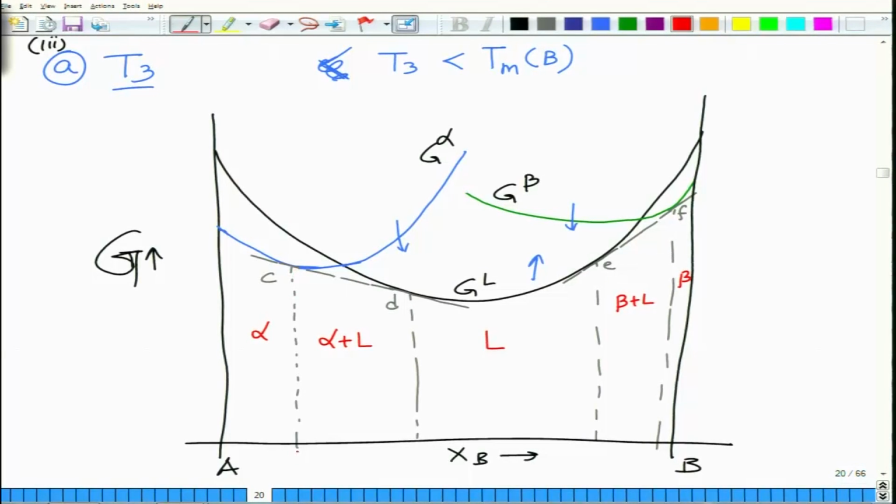So below C on the A rich side is the phase field alpha, above C but below D is the two phase region alpha plus liquid, and then we have liquid, because in this region liquid free energy is lower than both alpha and beta. Again we reach a region which is bound by two points E and F, which are again the common tangent points. So this is beta plus liquid, and on the far right on the B rich side, when the composition is beyond F, which is the B rich region, we have beta phase stabilizing.